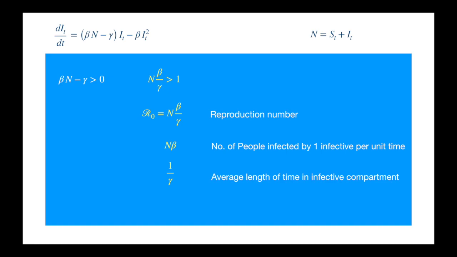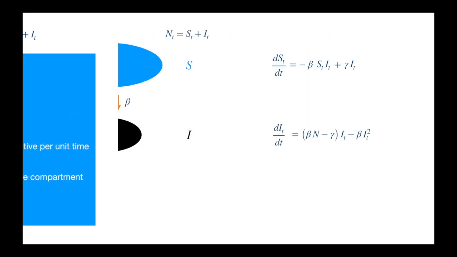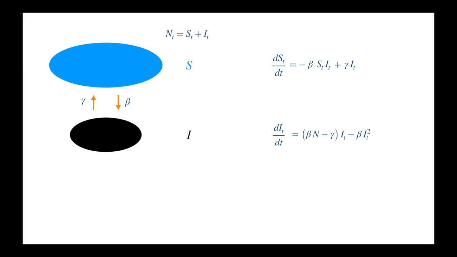And if one infective produces more than one infective, then we have an epidemic. But if it's less than 1, then we don't have an epidemic. And this is a very important result that generalizes. Now this was for the SIS. Let's move to the slightly more complicated SIR.